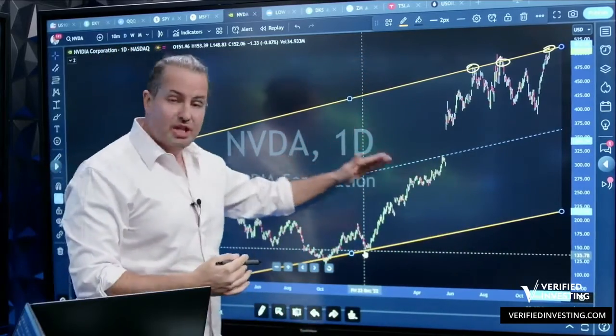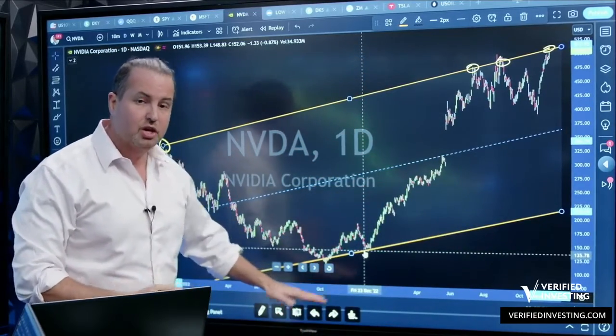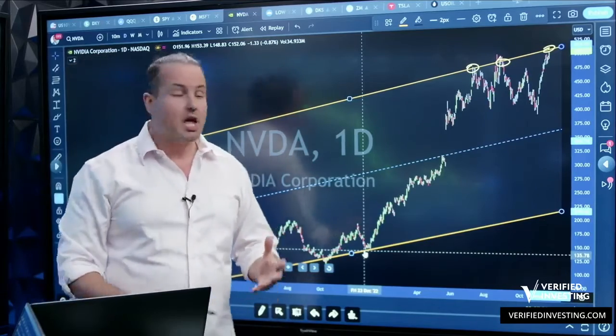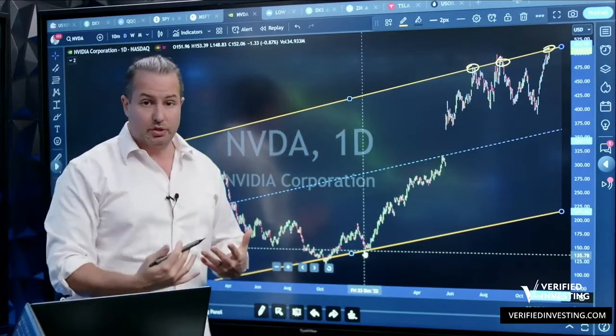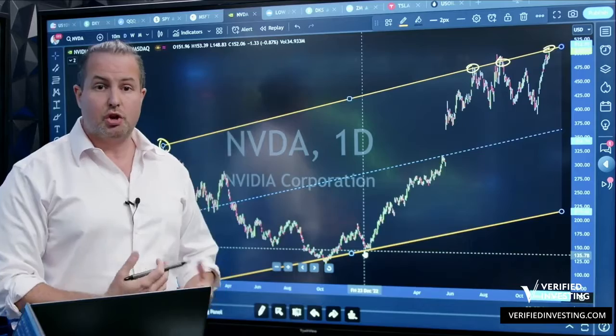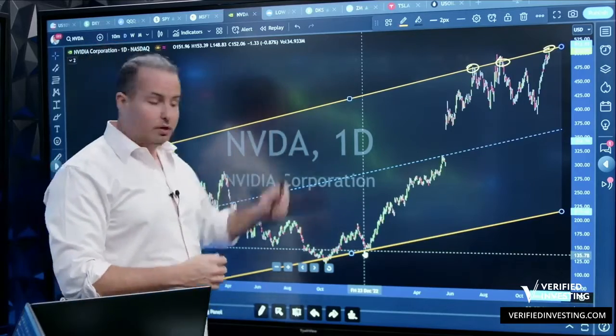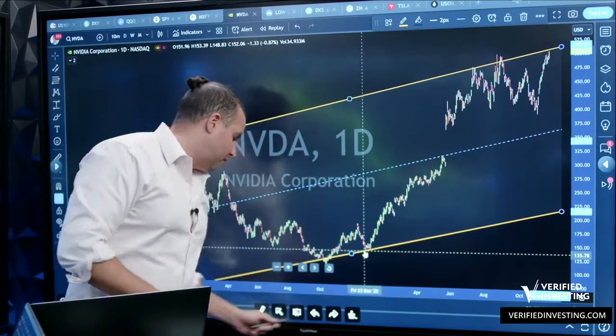When it aligns that many times in parallels, you have to take it seriously as resistance. Now, could it break resistance? Yes, charts break resistance all the time, but it's a probability basis, and that's what we're going to be following here.